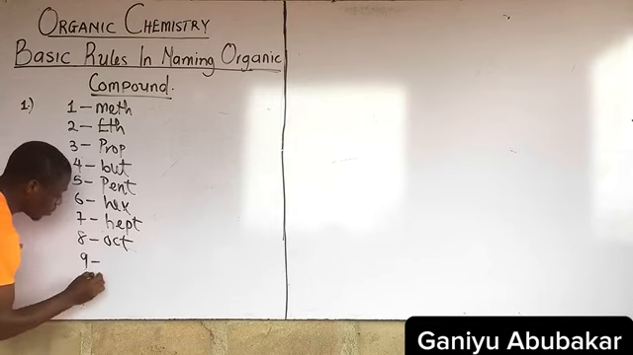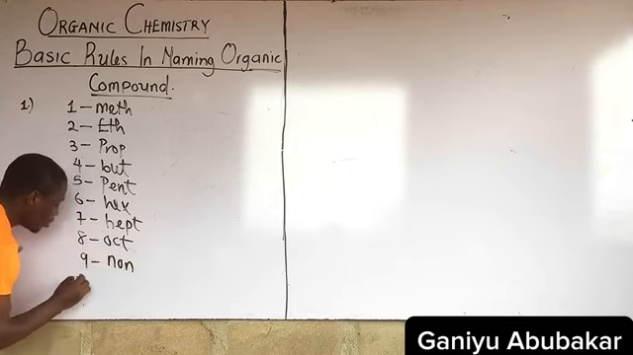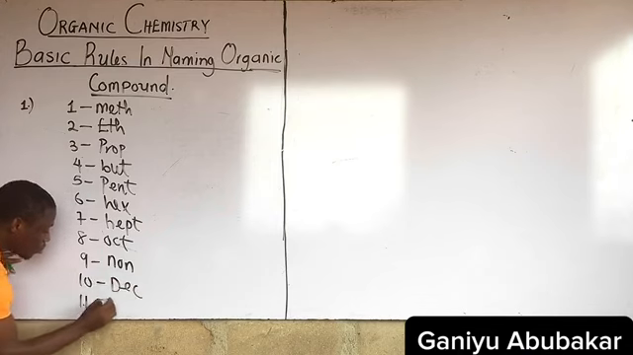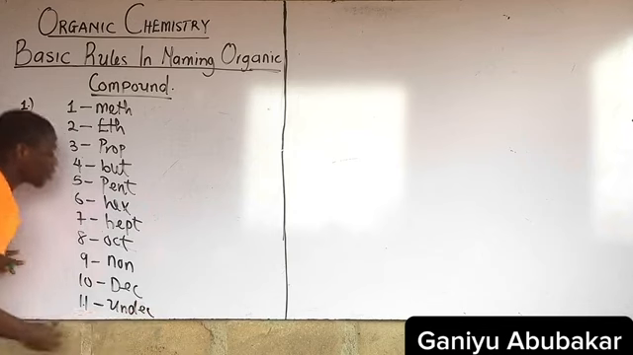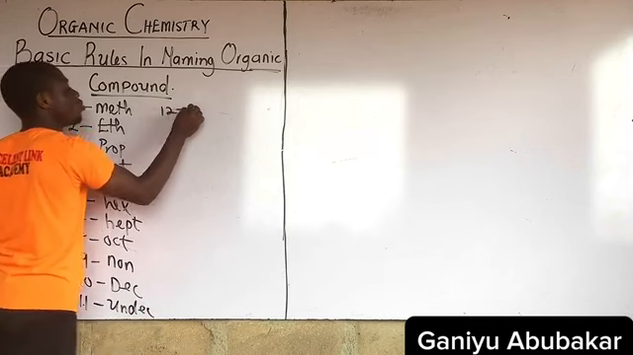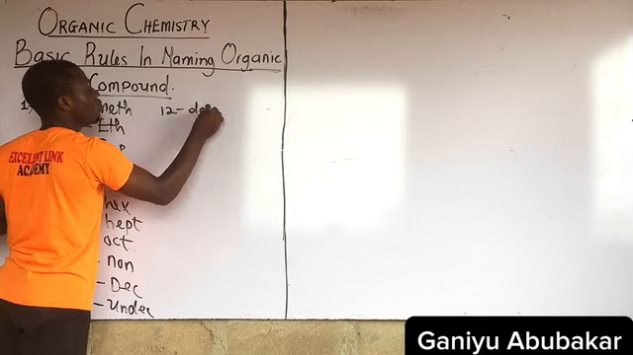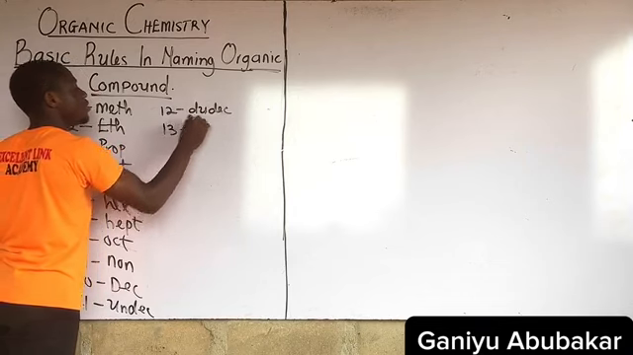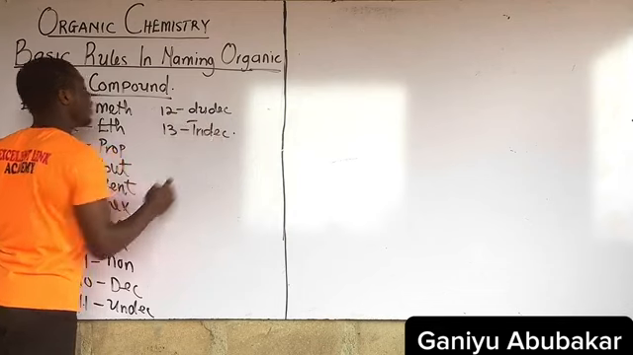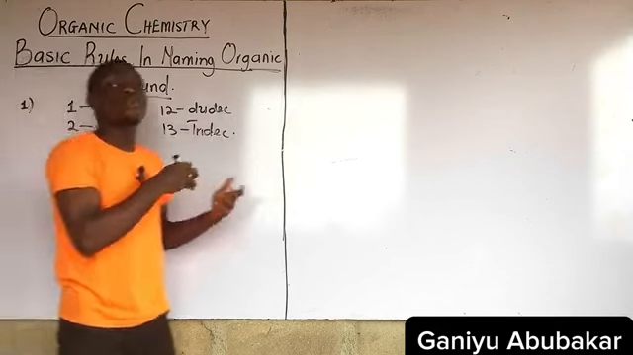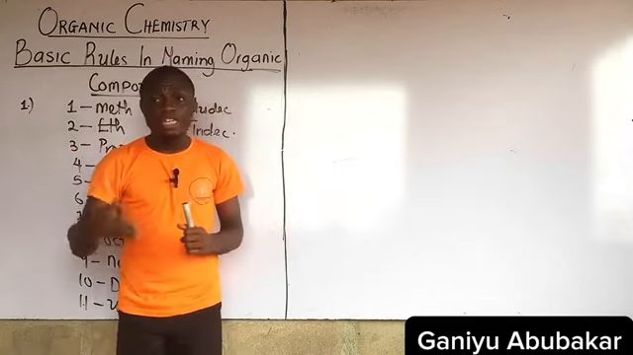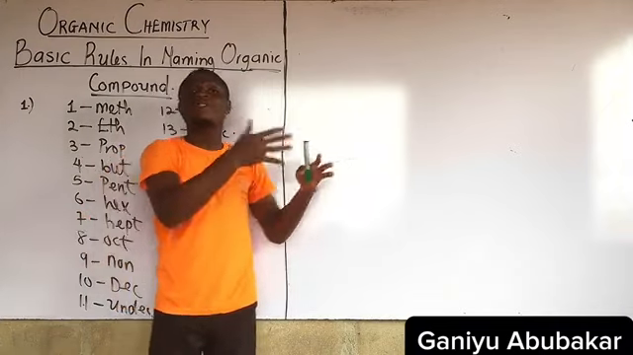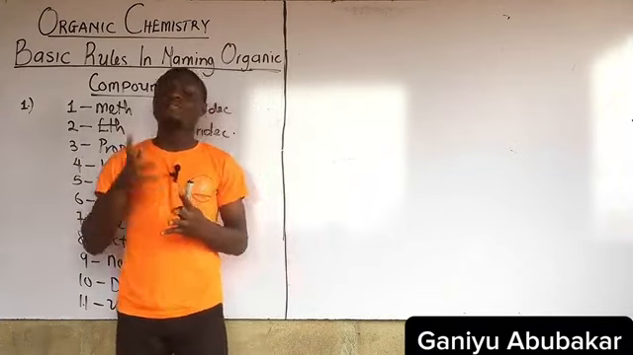9, non. 10, dec. 11, undec. 12, dodec. 13, tridec. So rule 1 says select the longest continuous carbon chain as the root hydrocarbon, count the number of carbon atoms it contains and give a pattern of naming.